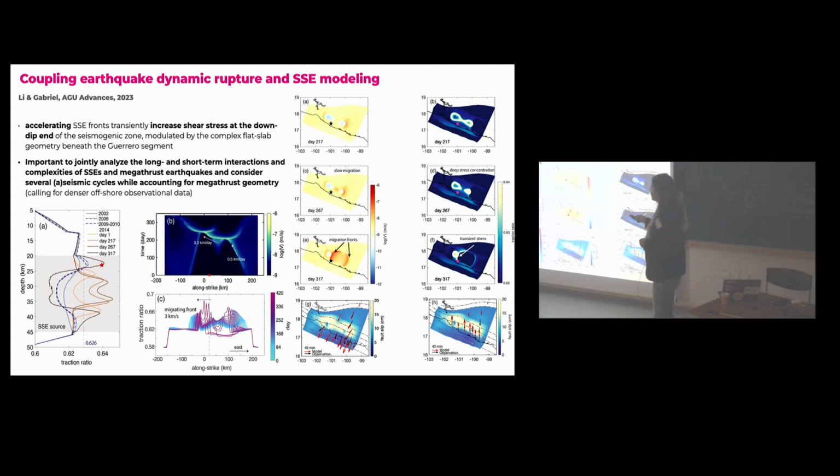So these accelerating slow slip fronts transiently increase shear stress at the down dip end of the seismogenic zone. Also the geometry is interestingly complex in that area. There's a flat slab. And the main key message here, you can see this acceleration in these plots. And the key message is that it's really important to analyze the long and the short-term interactions. So don't only focus on a single slow slip event coupled with a single earthquake, but really look at the same slab and its full fault slip spectrum.